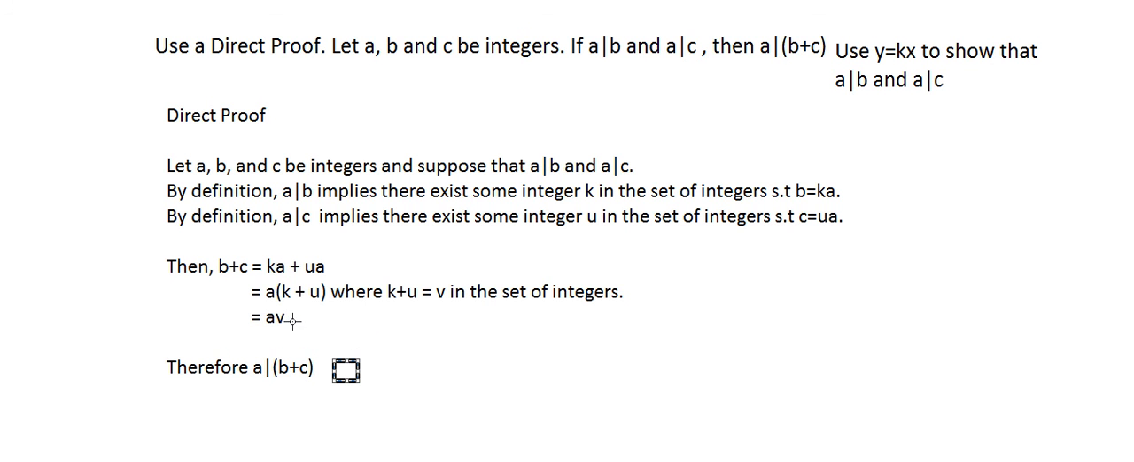And the reason why I can say this is because this is a new integer. Also, this is a new integer, and if I substitute my values, ka plus ua, I get the same thing. So it proves that this statement is true, and that's the end of the proof.